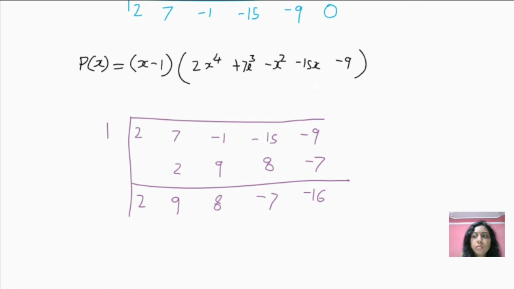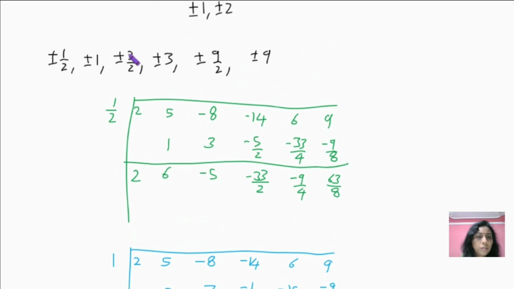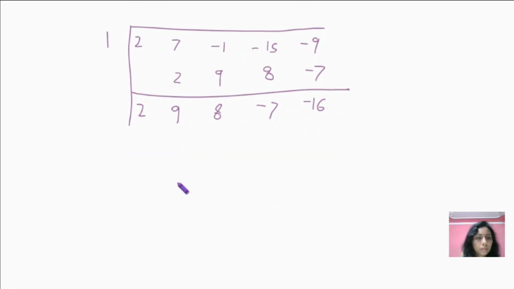We can do another one, next positive candidate, 3 upon 2. We can divide by 3 upon 2.